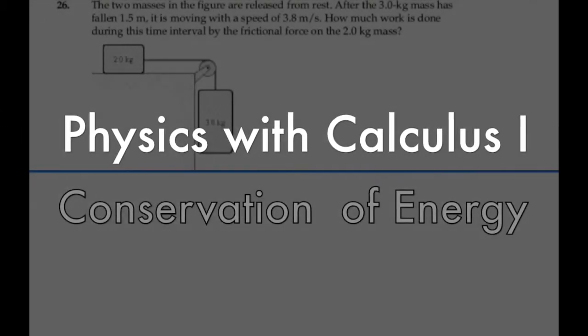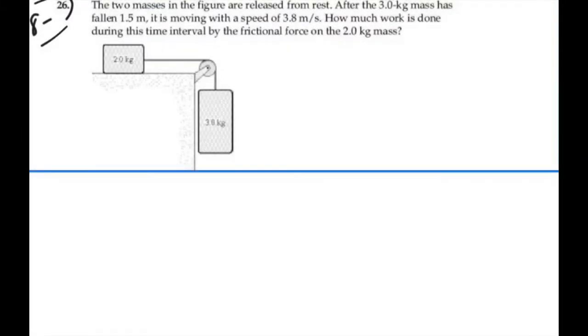Here's problem 8.26. The two masses in the figure are released from rest. After the 3 kilogram mass has fallen 1.5 meters, it is moving with a speed of 3.8 meters per second. How much work is done during this time interval by the frictional force on the 2 kilogram mass?